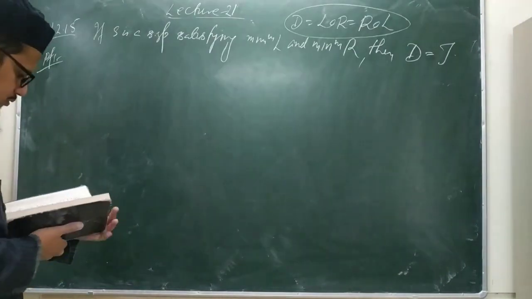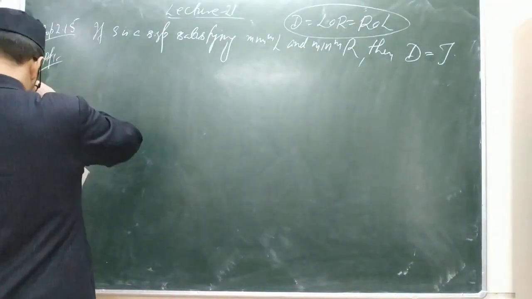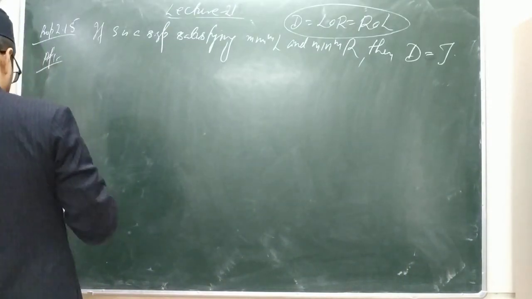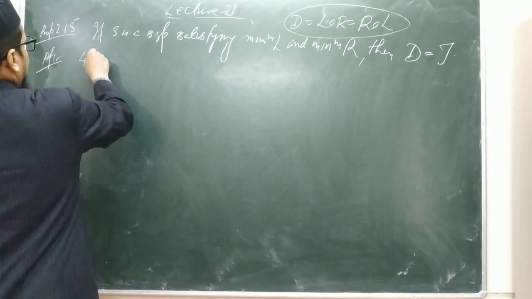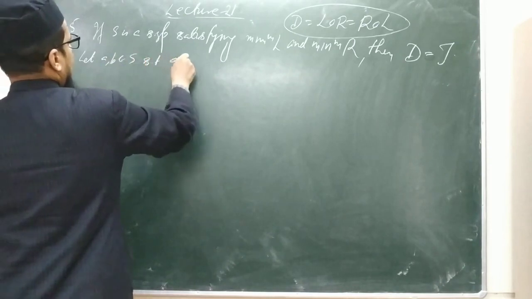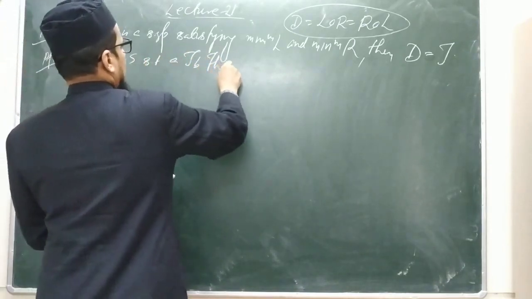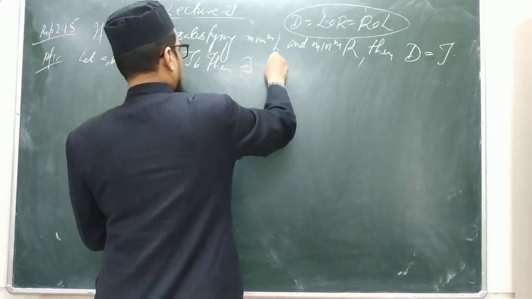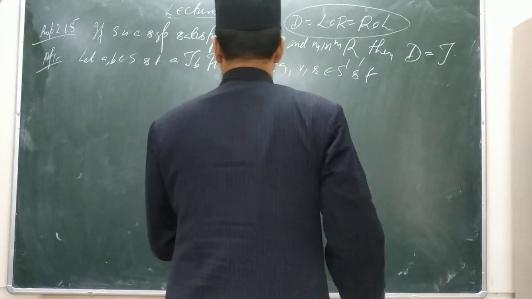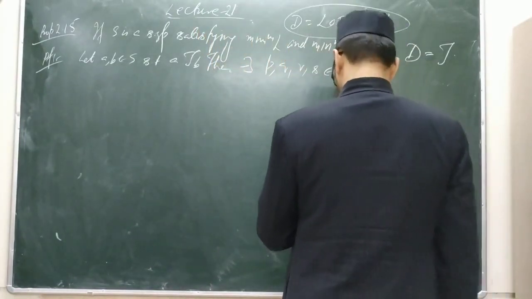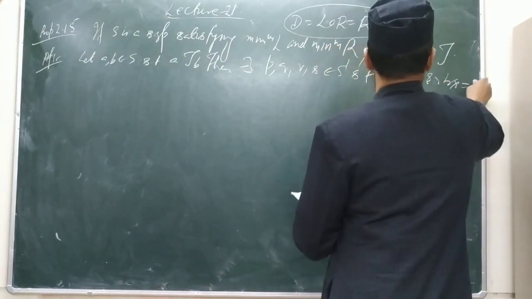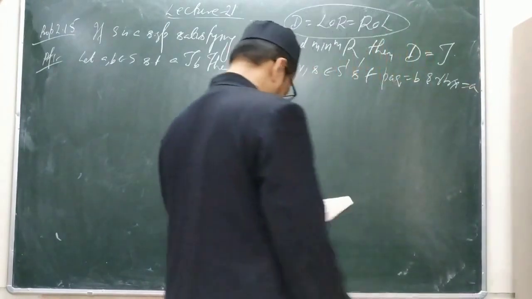So for this, suppose that (A, B) belongs to S such that A J B. Then there exists P, Q, R, S belonging to S1 such that PAQ is equal to B and RBS is equal to A, like this.